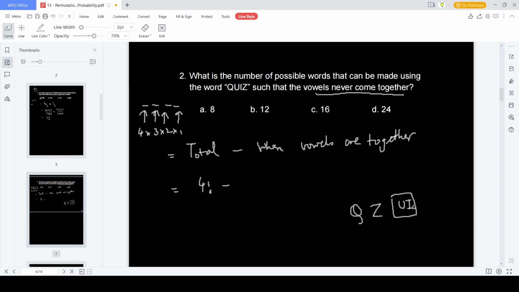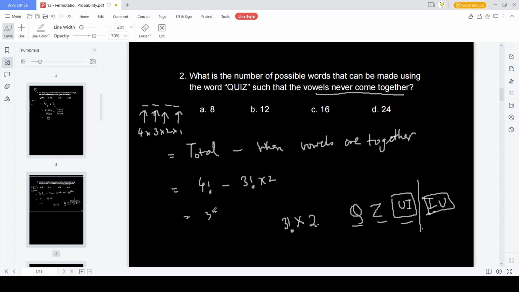UI is one block. So here there are three letters, so the combinations can come as 3 factorial. But UI can be written as IU also, so there are two combinations possible, hence this will be 3 factorial into 2. So 3 factorial into 2.